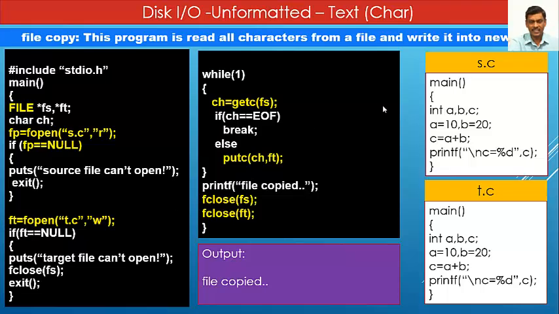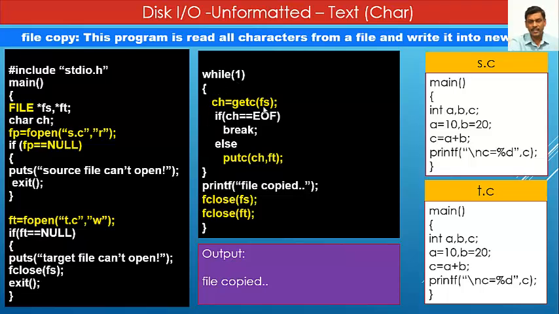So that ch, what is the value of ch? M. That M is written into ft using that stream. So it is stored to t.c, which is available in the hard disk. So that M is transferred to ft. Then the loop continues. The condition is always true.